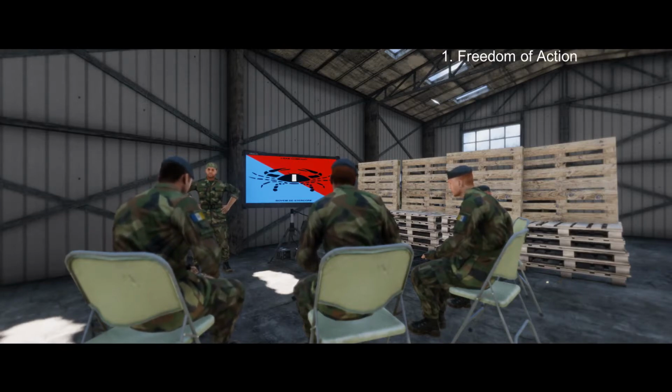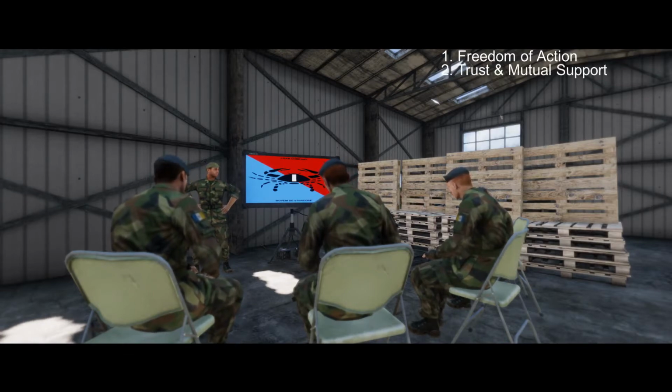The second principle is trust and mutual support. Similar to the first one, you've got to trust your squad leaders and you've got to make sure your elements are mutually supporting one another and are mutually supporting your intent.